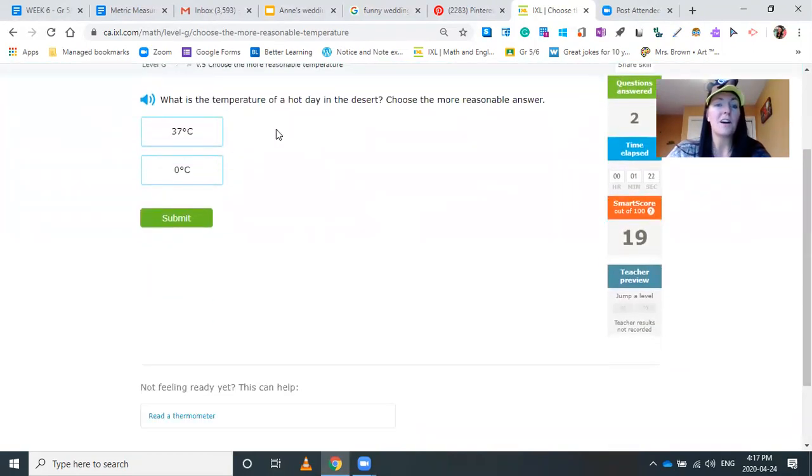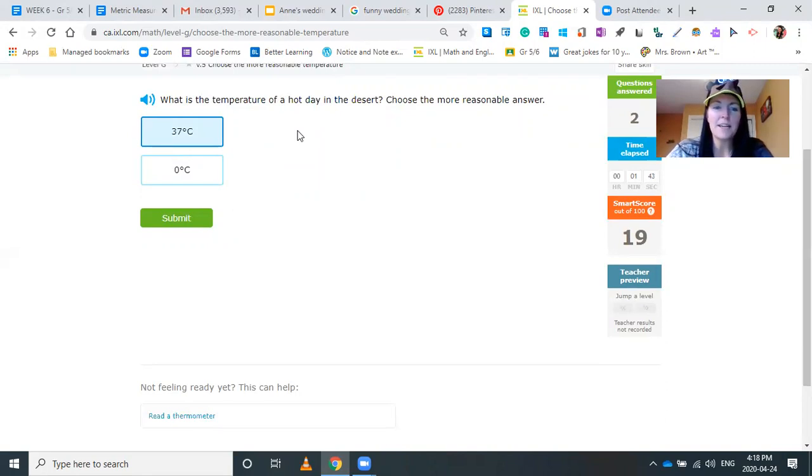What is the temperature of a hot day in the desert? Choose the more reasonable answer. You think it might be 0 degrees? Definitely not. Now, you guys in Canada, you have a lot more understanding of these temperatures because of just being outside and looking at what to wear for a day. I feel like that's really put you in a good place.